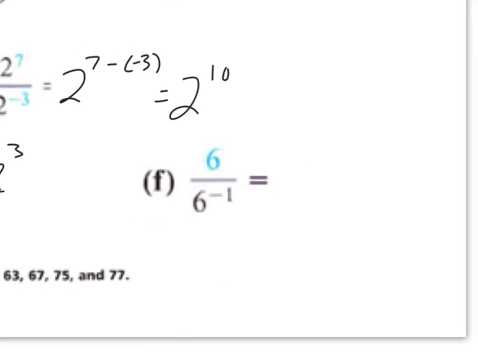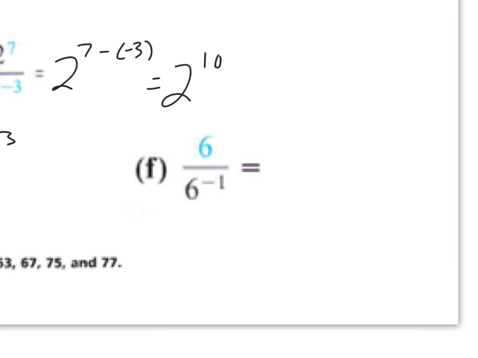G, oh, I guess I missed f over here. So f, again, really this is a 1 for the exponent, but I would end up subtracting the negative 1, so I end up adding it. And of course, 6 squared is just 36.